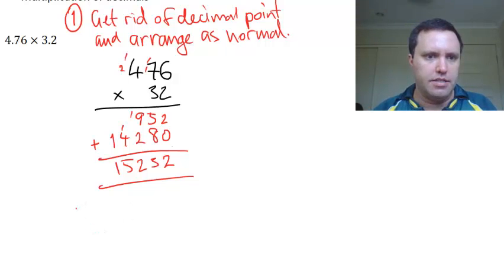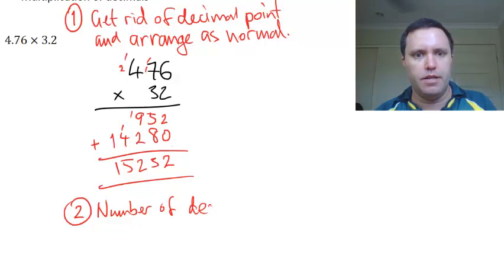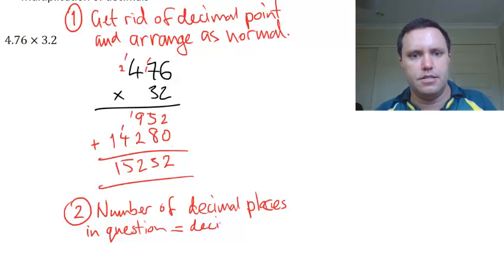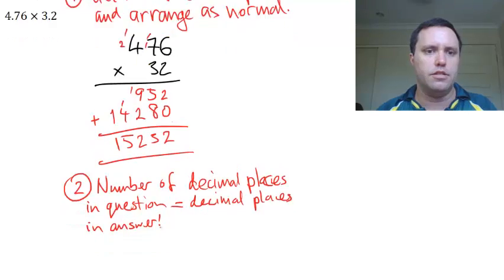Okay, so once we've got this answer here, now the second step in here is the number of decimal places in the question is equal to decimal places in the answer. Okay, so let's have a look at that.